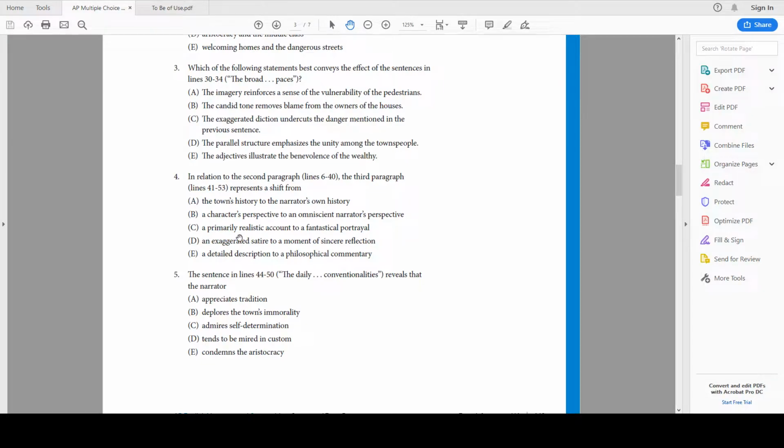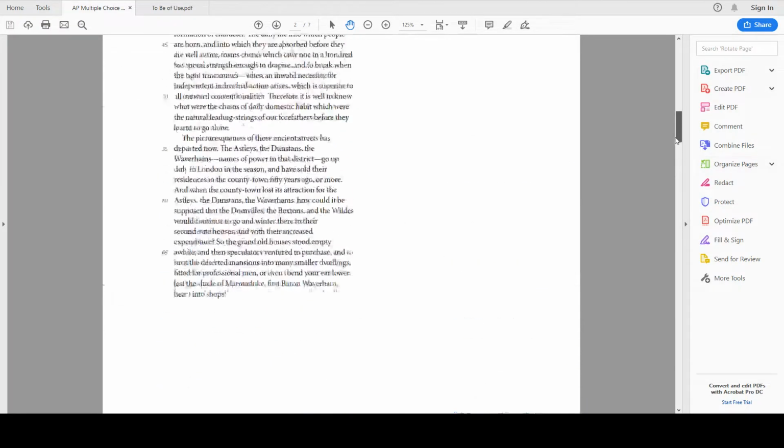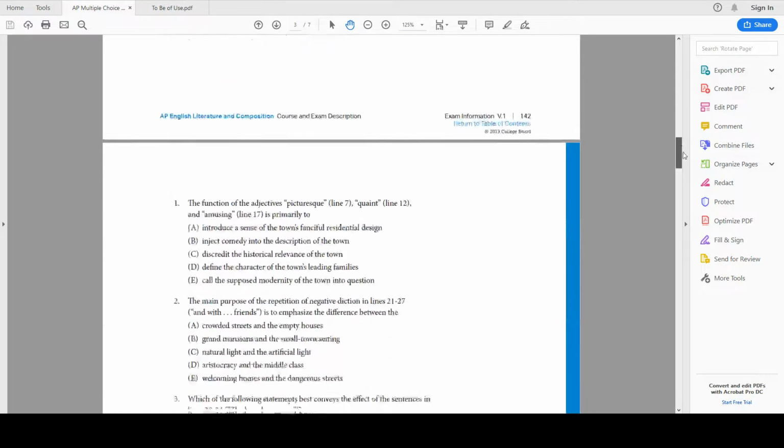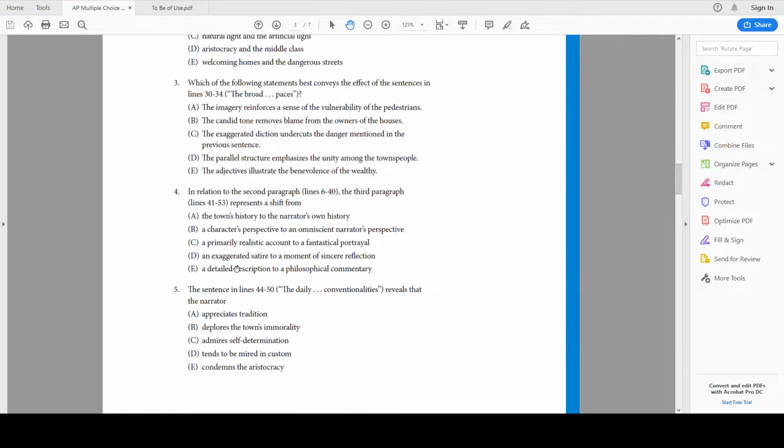A primarily realistic account to a fantastical portrayal. So the question is, do these adjectives fit the paragraphs we have? I would say the second paragraph feels realistic to me. There's no crazy stuff going on. It's detailed, but it's realistic. Fantastical portrayal. I don't see anything fantastical here. There's no Harry Potter wands or playing Quidditch, so it feels realistic to me.